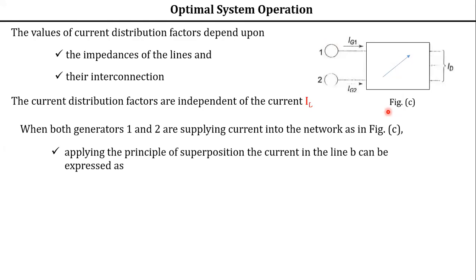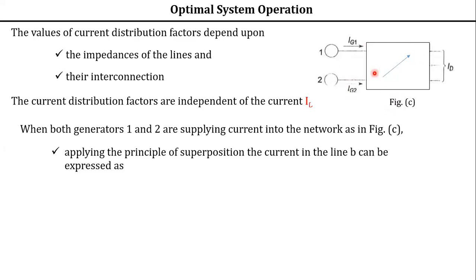So what does the superposition theorem state? In a linear bilateral network consisting of more than one independent source, the response in any branch or line is the algebraic sum of the individual responses caused by the independent sources. Is it clear? So this is the superposition theorem.